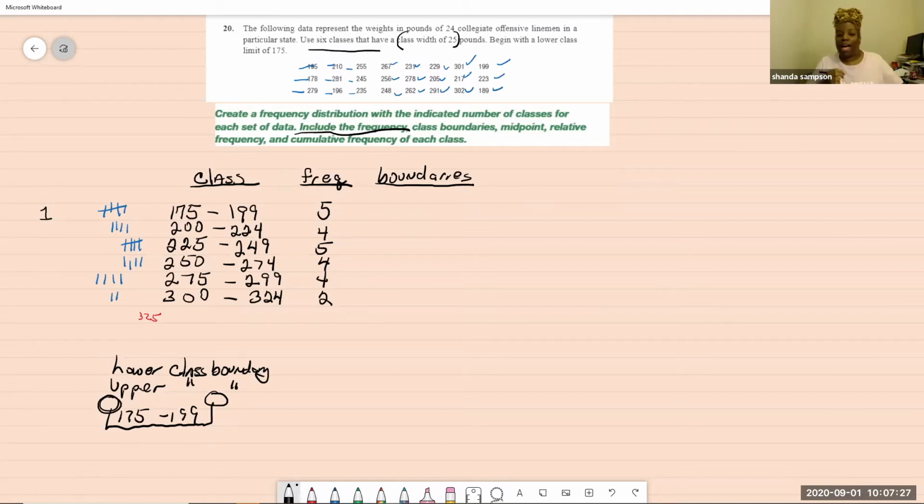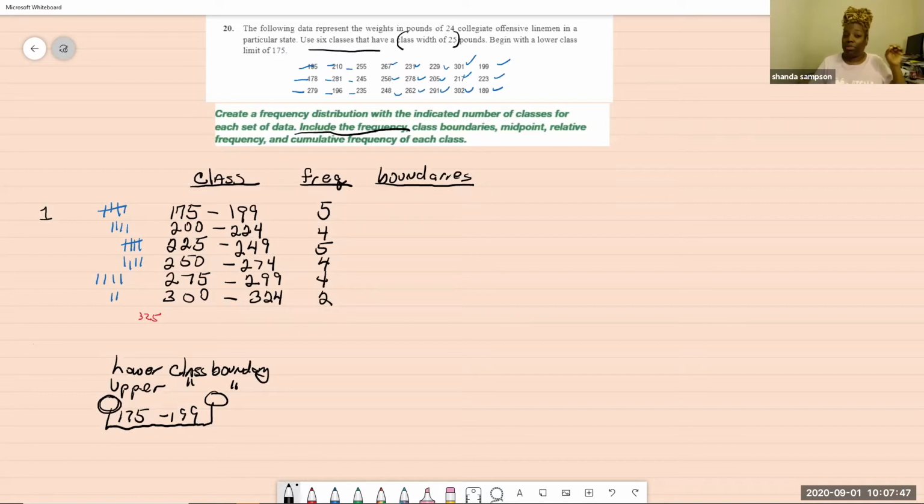So how do we find out these class boundaries? We could guess and find the class boundaries, but we're going to straight up fail, right? So instead of trying to do that, we're going to do the math to find out our class boundaries. So remember that this 175 to 199 class has a class boundary.